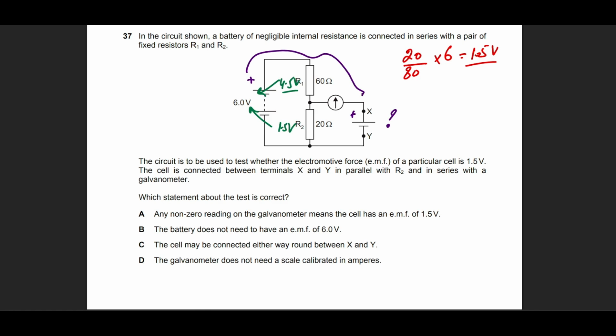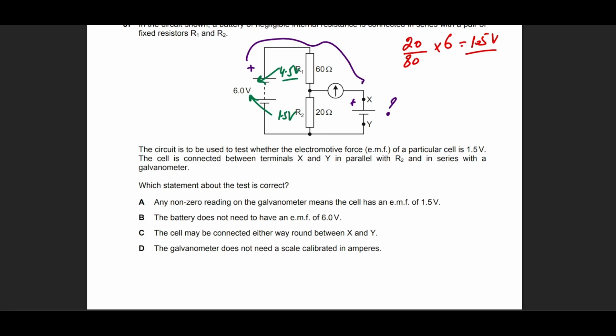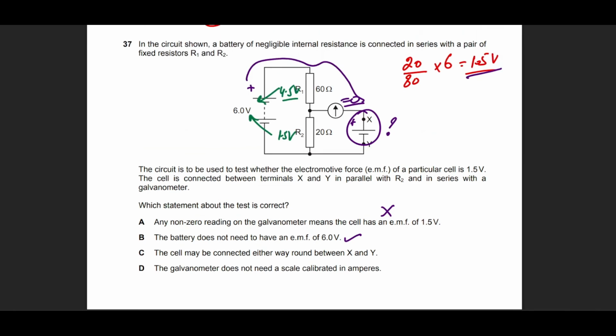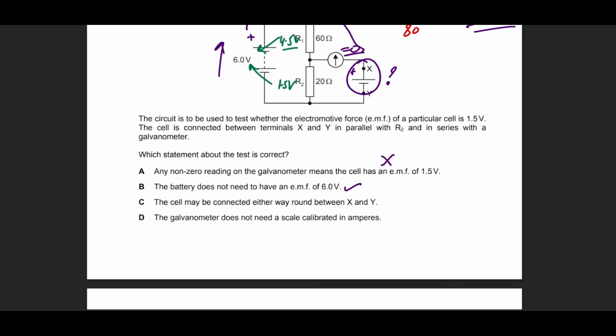Which statement about the test is correct? A non-zero reading on the galvanometer? No. It should be a 0 reading. Either an ammeter or a voltmeter, it should be a 0 reading. The battery does not need to share? No, the battery needs to have a voltage higher than our expectation. It should have been 6, could be 5, could be 4, could be 3, could be 2. But it cannot be less than 1.5, cannot be less than the testing cell EMF that we're using. Because we don't know what the EMF is, it's always a good idea to have this voltage much, much higher than what you're expecting.